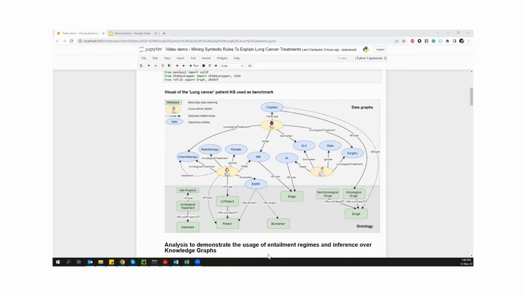I would like to demonstrate mining symbolic rules to explain lung cancer treatments. The goal of this research is to examine the mined logical rules from which true missing facts can be predicted, thereby completing knowledge graphs with accurate predictions that take the ontologies and entailment regimes into account.